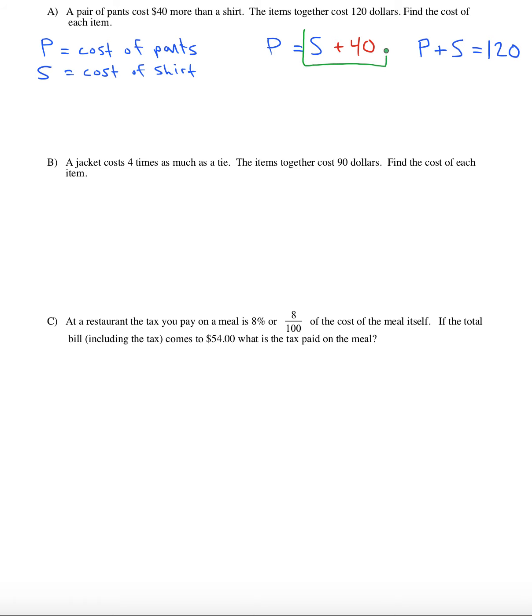The pants are equal to S plus 40. We have the pants in the other equation. What we want to do is take that S plus 40 and replace P with it. What do we get? S plus 40 goes in the place of P. Then you have to bring everything else down, even the plus S. Now we'll combine like terms. S plus S makes 2S.